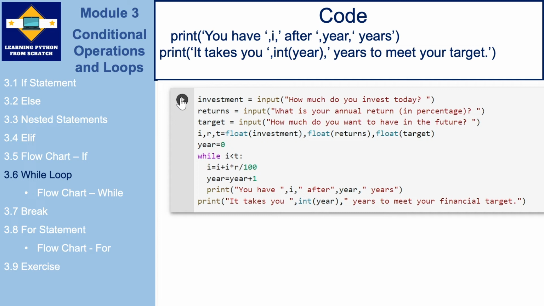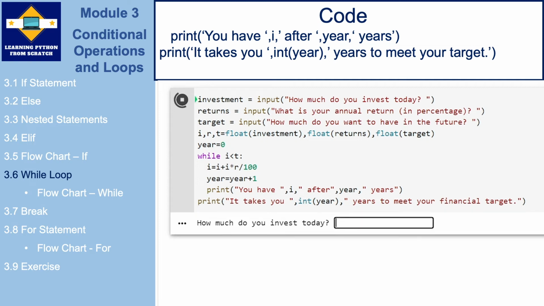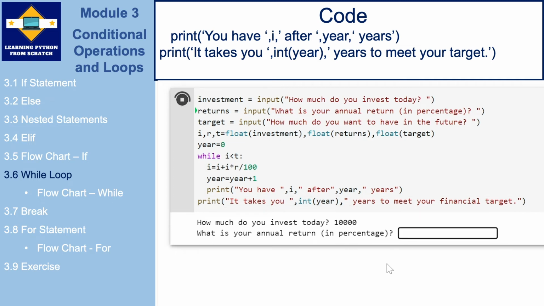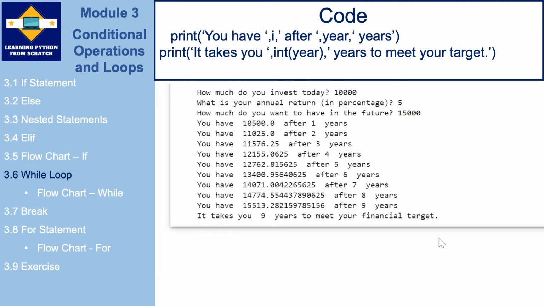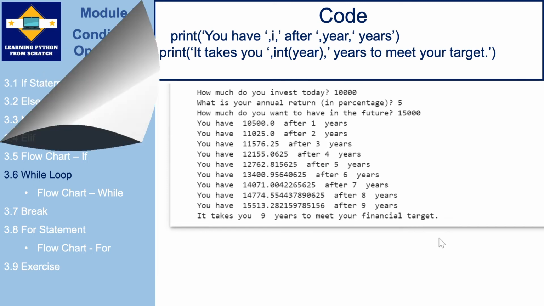Let's run the code. For example, I invest 10,000 today, and the annual return is 5%. And I want to have 15,000 in the future. The output shows that it takes 9 years to meet the financial targets. It also displays the amounts I will have each year.